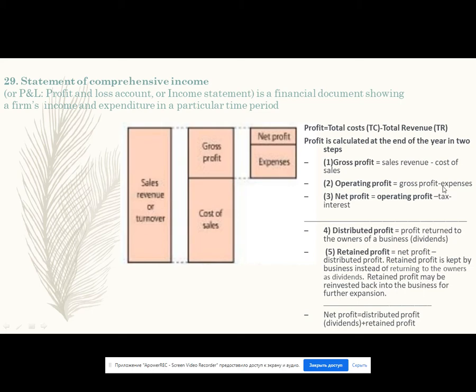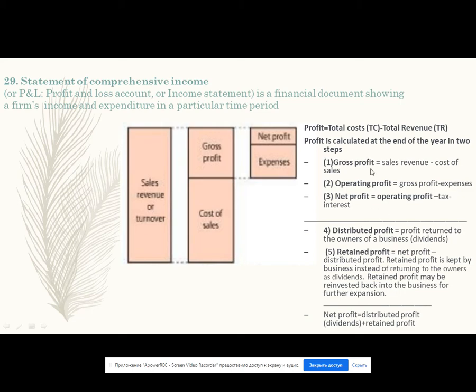However, these expenses are also important for the business, and the business can't just get away without them. So operating profit is gross profit less expenses. As you can understand, operating profit is always smaller than gross profit. Then we also have net profit. What is net profit? Net profit is operating profit less tax, less interest. So tax, it's money we pay to the government, and interest is money we pay to the bank.